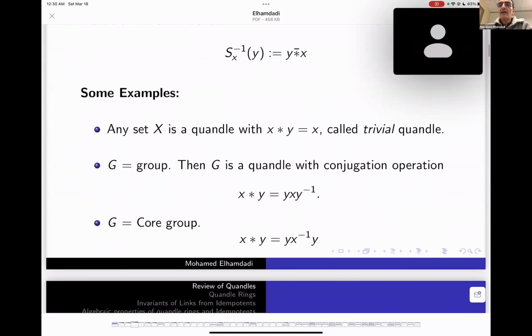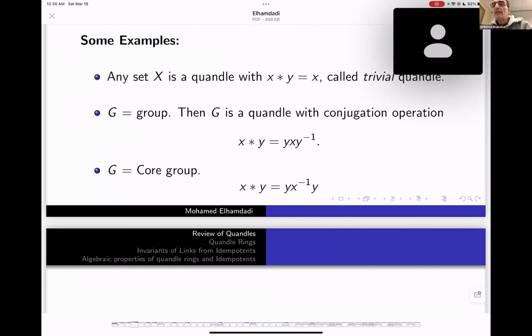Here are some examples of quandles. If you pick any set, you can consider what's called the trivial quandle, which is just x star y equals x for every x and y. Basically, it doesn't take care of y. You can think of right multiplications as being identity maps.